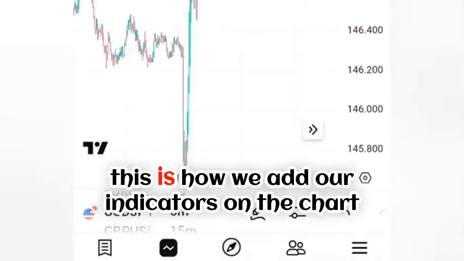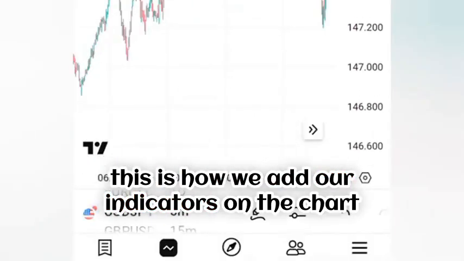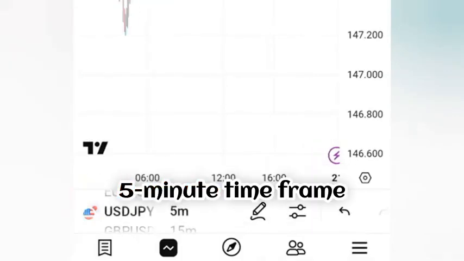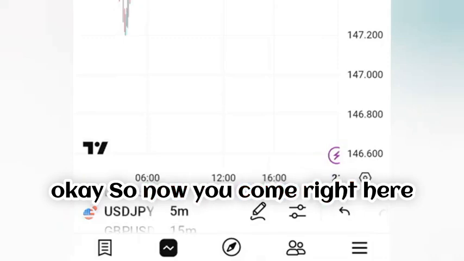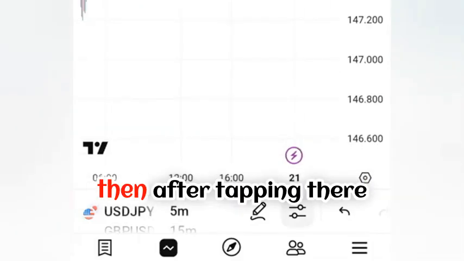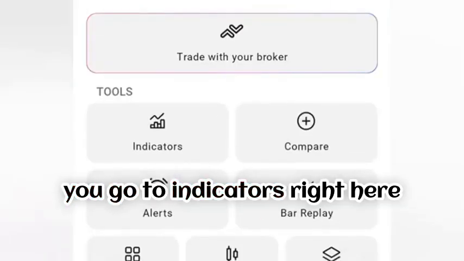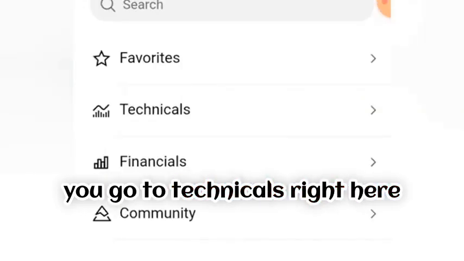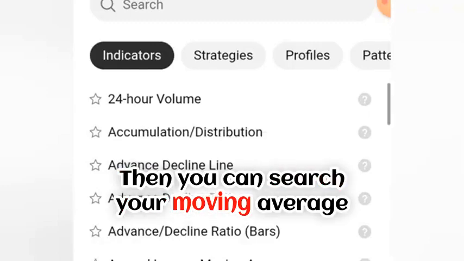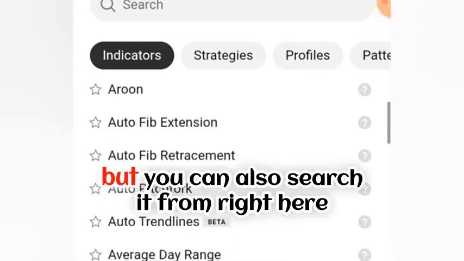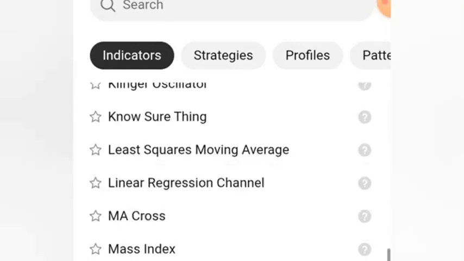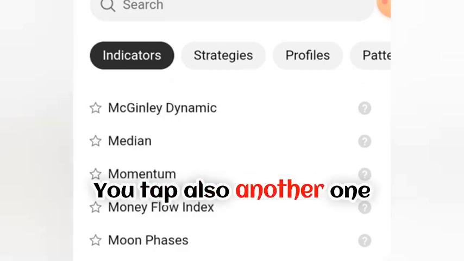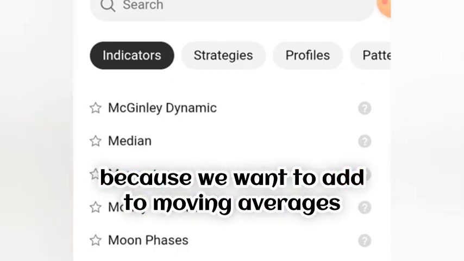Okay, so now this is how we add the indicators on the chart that we are going to use to scalp on our 5-minute time frame. You come right here, you tap here, then you go to indicators, then technicals. Then you can search for moving average, but you can also search it from right here. Then you go to moving average exponential and tap it. You tap another one also because you want to add two moving averages.